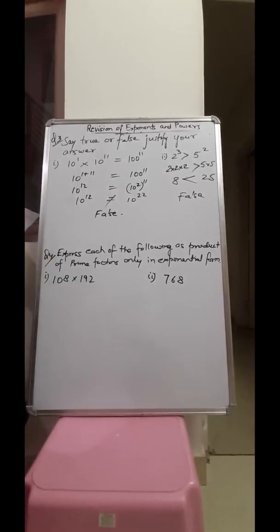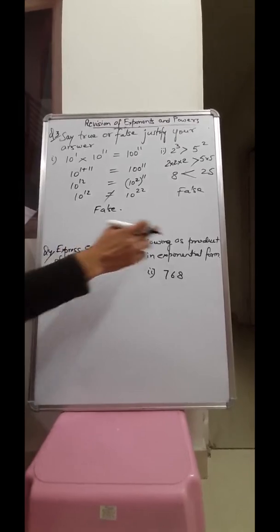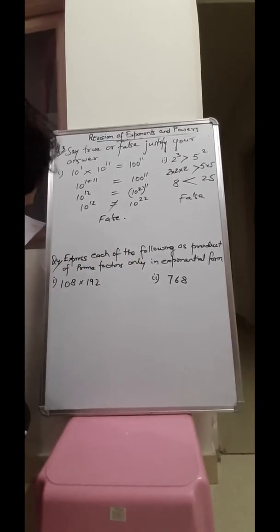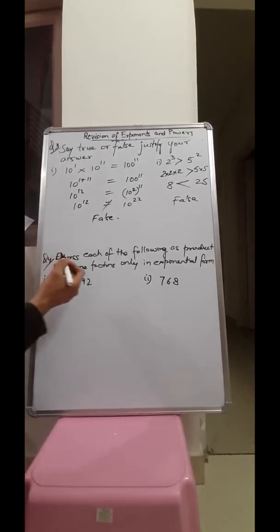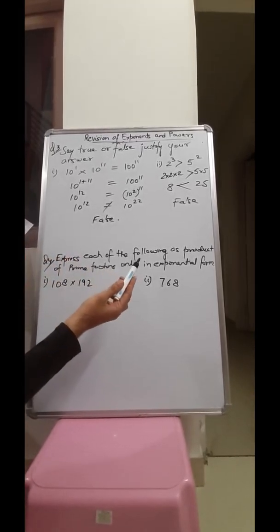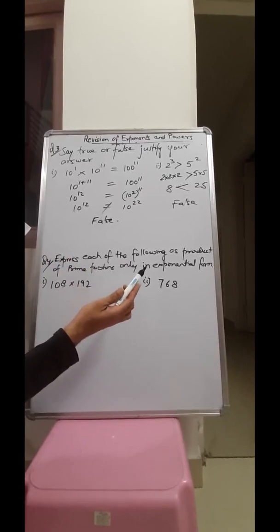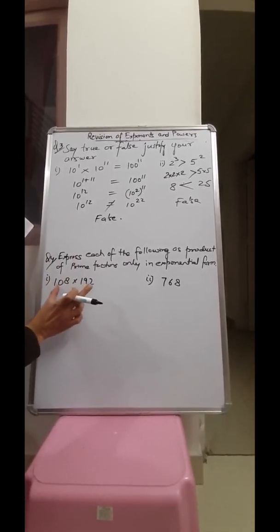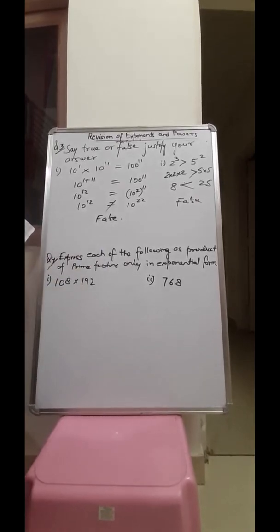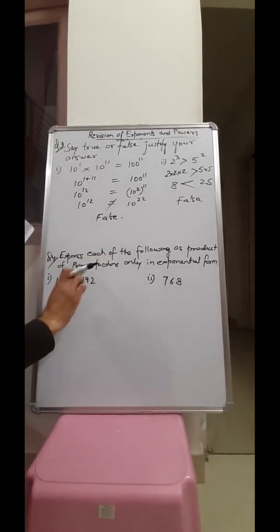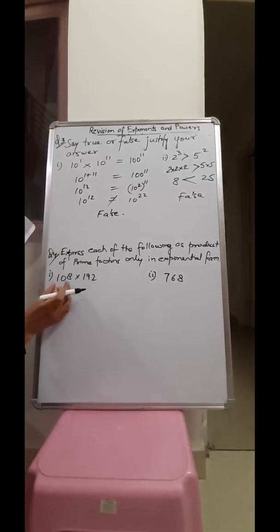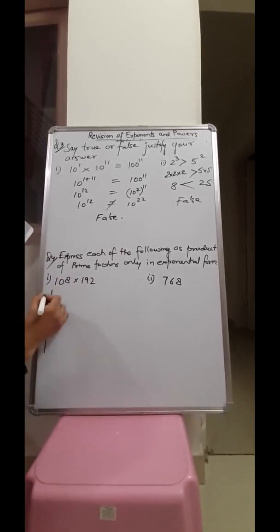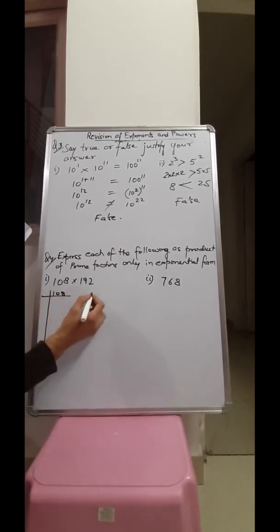Now question number 4 is: express each of the following as a product of prime factors only in exponential form. So here in question number 4 we have been asked to write the product of the prime factors using exponential form. Here in the first part, a number is getting multiplied by a number. Whenever this type of sum comes and we have to write the product of prime factors, take 108 and 192 and find the prime factorization of both the numbers separately.